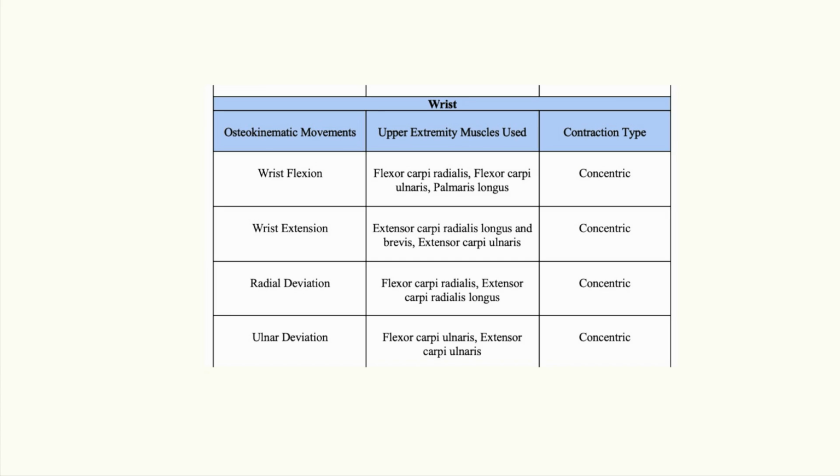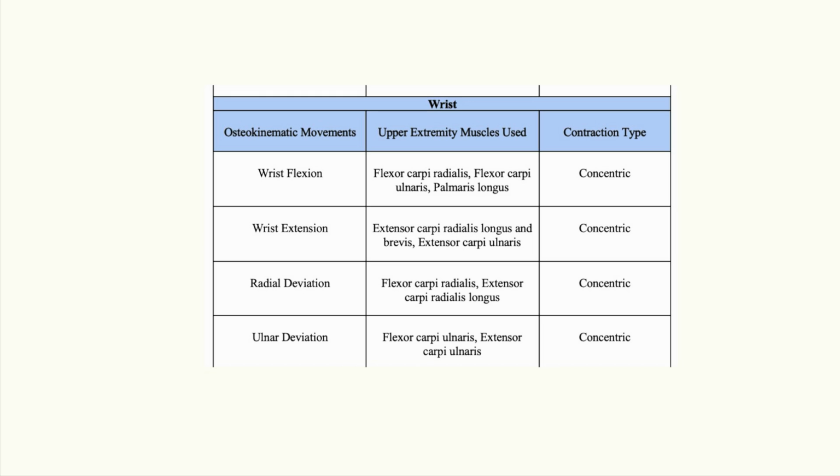So next, I wanted to go over the wrist section. And to start, the osteokinematic movements included wrist flexion. And the upper extremity muscles used within wrist flexion were the flexor carpi radialis, the flexor carpi ulnaris, and the palmaris longus. And with this, the contraction type was concentric.